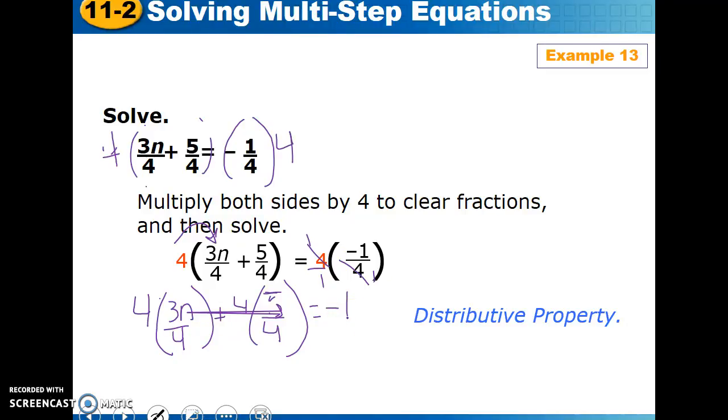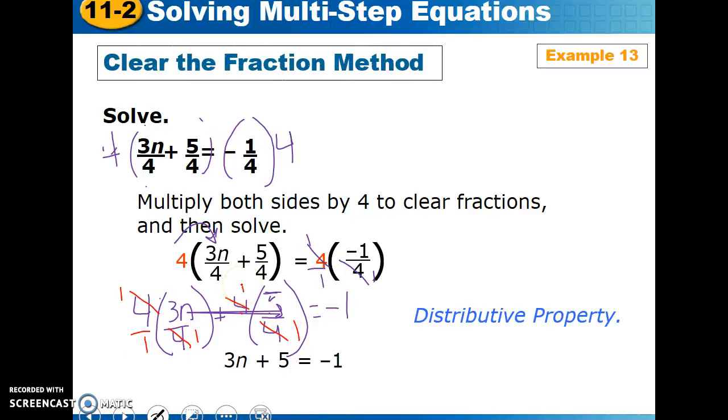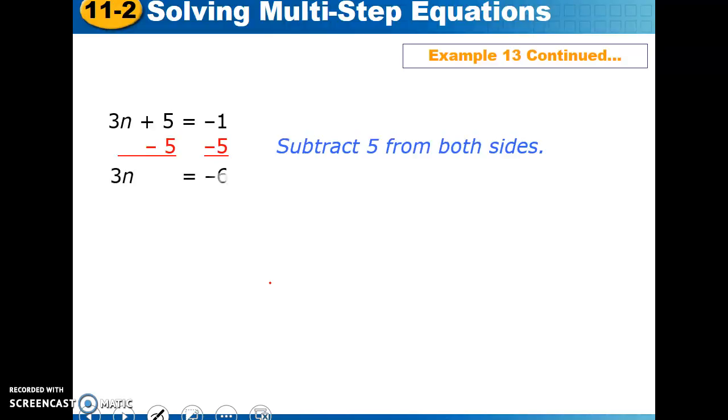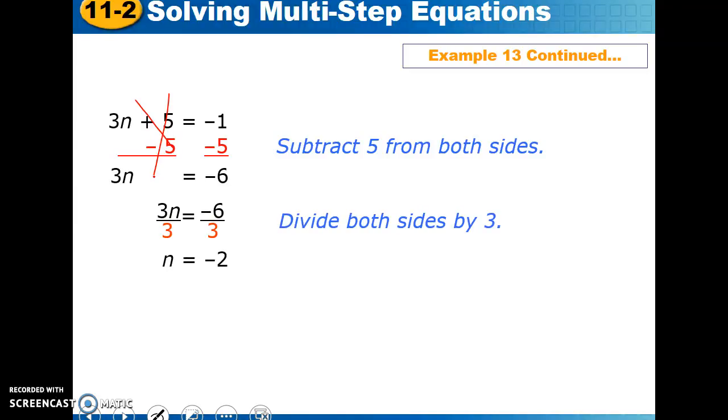So when we simplify before we multiply, looking at the diagonals, 4 and 4, simplify them to 1, divide them by 4. So you're left with just the 3n plus the 5 equaling negative 1. Solve like normal. Do the opposite, starting with addition and subtraction. Minus your 5 from both sides, leaving you with 3n, because this goes away, equaling negative 6. Getting the n by itself, doing the opposite, so dividing both sides by 3, leaving you with n equals negative 2.